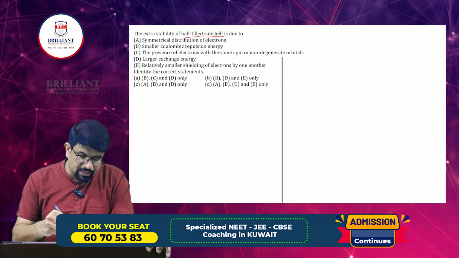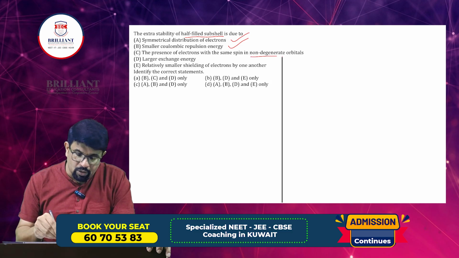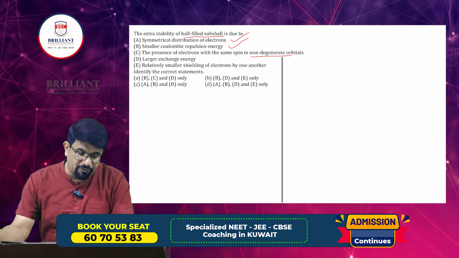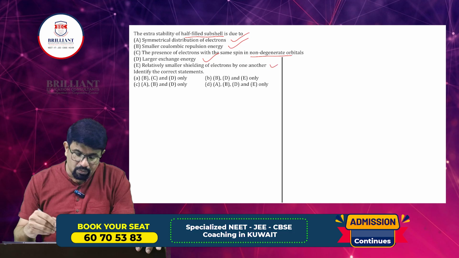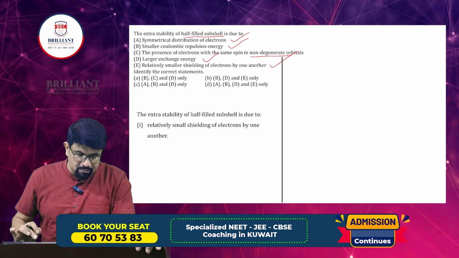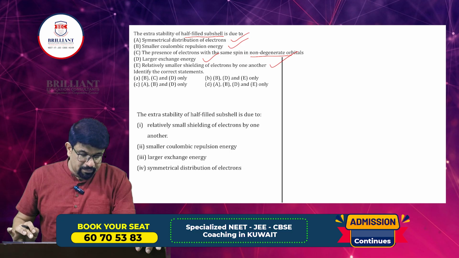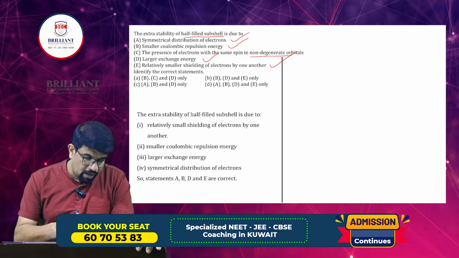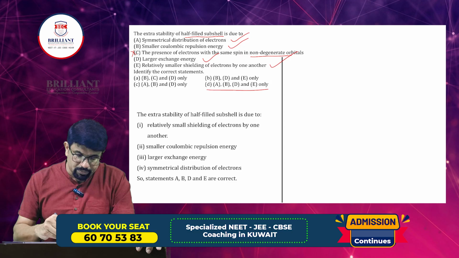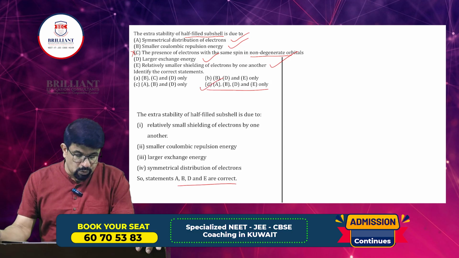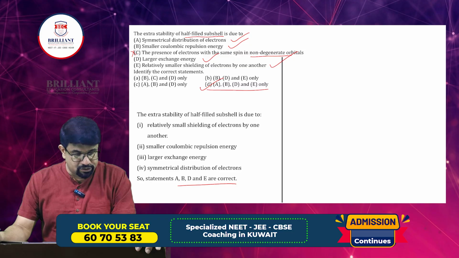Here, first, symmetrical distribution of electrons is correct. Smaller Coulombic repulsion energy is correct. The presence of electrons with the same spin in non-degenerate orbitals: actually, they are talking about half-filled subshells, right? It is degenerate. And large exchange energy, relative smaller shielding effect of electron by one another are correct. So from A, B, C, D, E, apart from C, other statements are correct. So which option can we take? D option. A, B, D, E are correct. So D option is the correct answer.